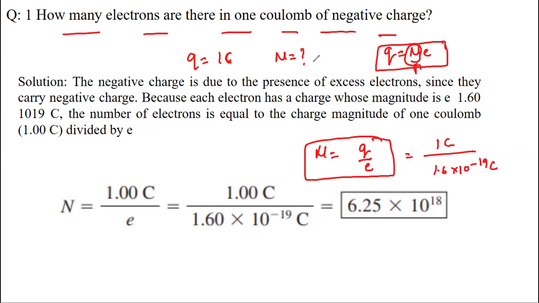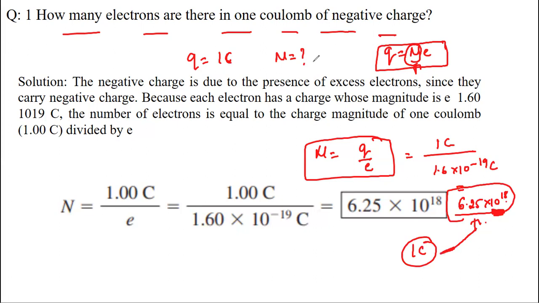Make sense? So you can go ahead and put this in your calculator: 1 upon 1.6 into 10 to the power minus 19, which is 6.25 into 10 to the power 18. So these many electrons are present in 1 coulomb. Do you see how big a number this is? 10 to the power 18, so 6.25 and then 18 zeros. So 1 coulomb of negative charge contains 6.25 into 10 to the power 18 electrons.